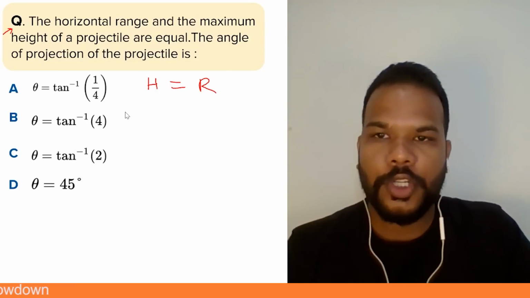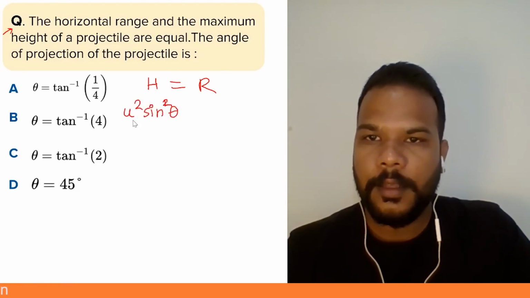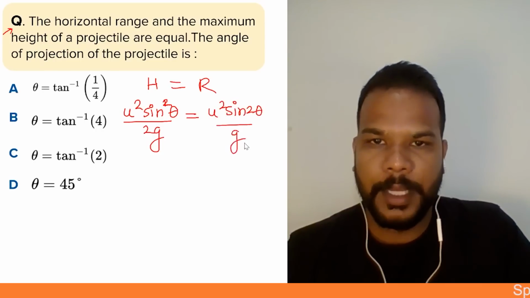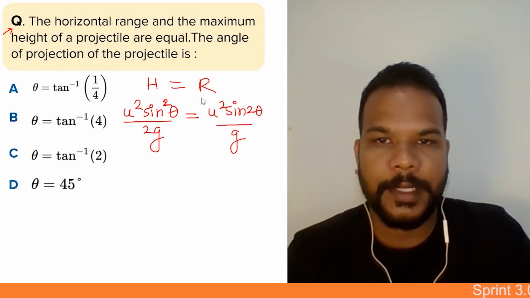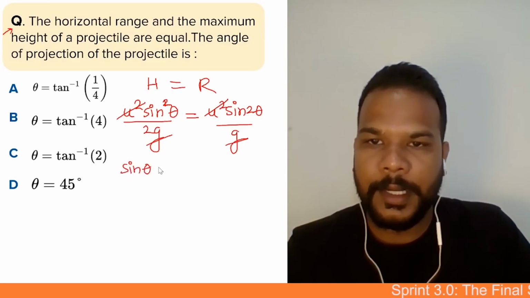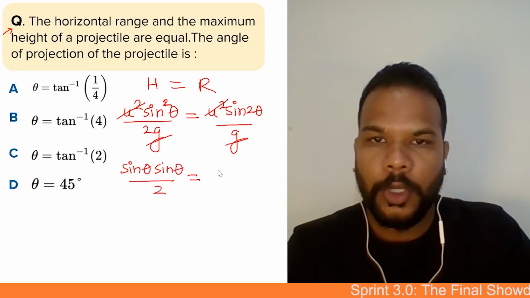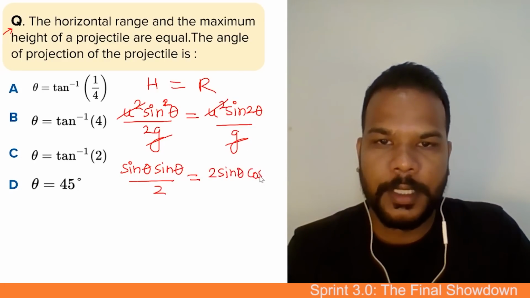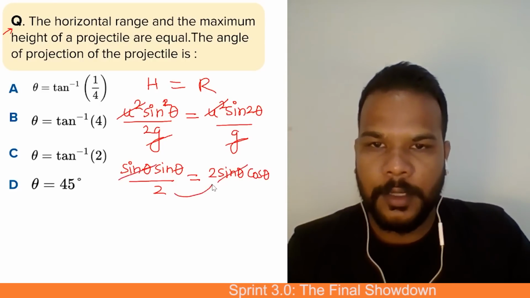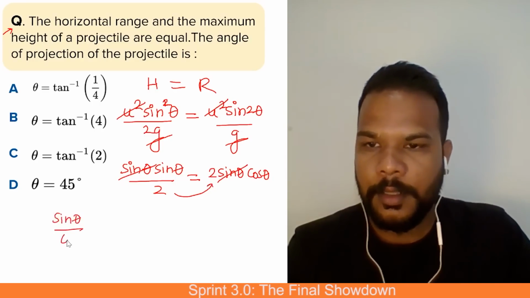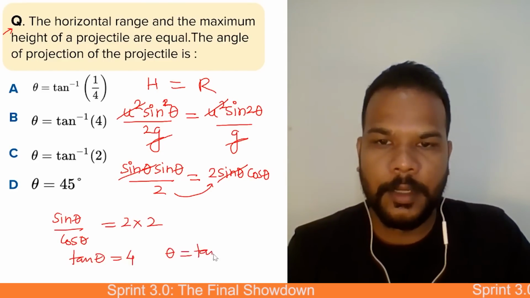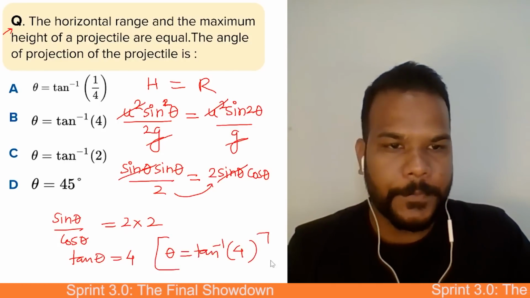Okay. So H is u square sine square theta upon 2g, and this is equal to u square sine 2 theta by g. Sine 2 theta can be written as 2 sine theta cos theta. Before that, u square gets cancelled, g gets cancelled. So I have sine square theta, which I am writing as sine theta into sine theta upon 2, and sine 2 theta can be written as 2 sine theta cos theta. Okay, everyone. So one sine theta gets cancelled and 2 comes here and cos theta comes here. So sine theta by cos theta equal to 2 into 2, that is tan theta equal to 4, which means, guys, theta equal to tan inverse 4 is the correct answer.